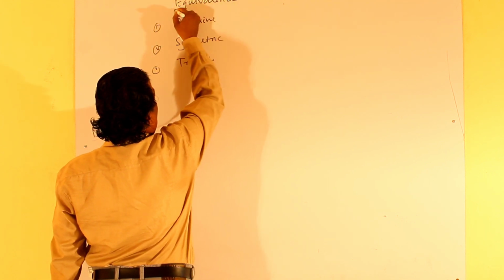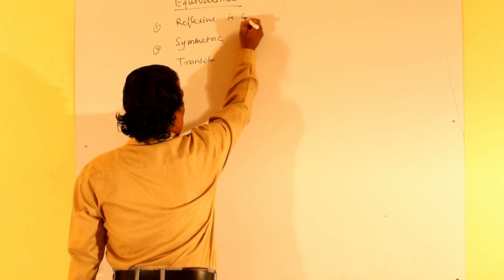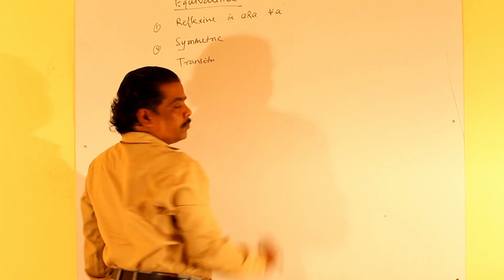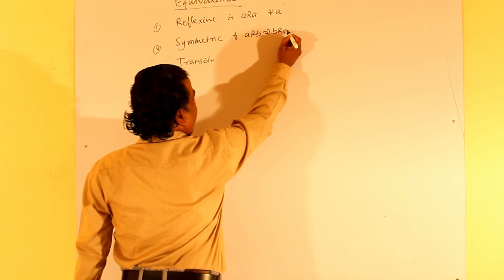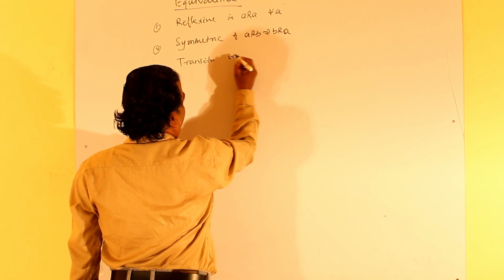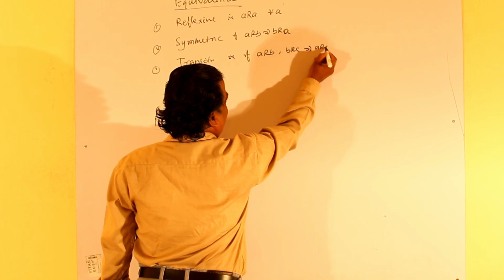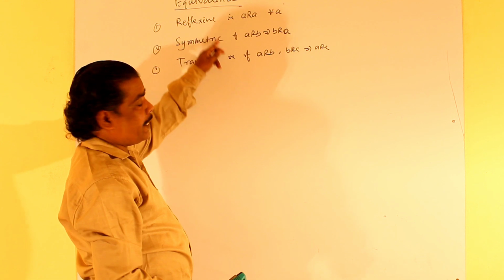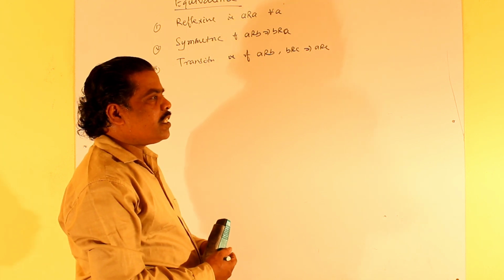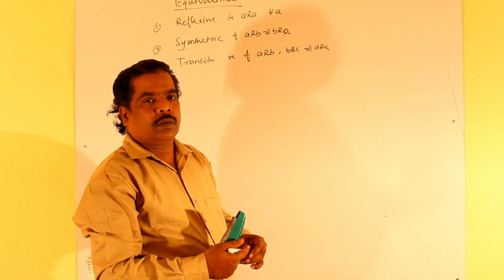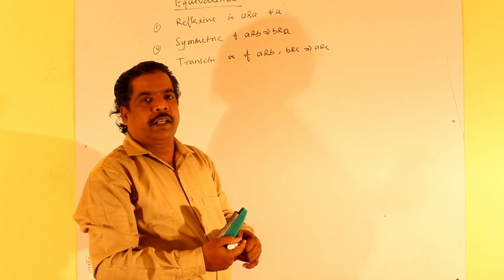A relation is called an equivalence relation if it satisfies all three properties: reflexive, that is A relation to A for all A; symmetric, if A relation to B implies B relation to A; transitive, that is if A relation to B and B relation to C implies A relation to C. If all three properties are satisfied, the relation is called an equivalence relation. Examples: is equal to, is parallel to, is congruent to, is similar to are all examples of equivalence relations.